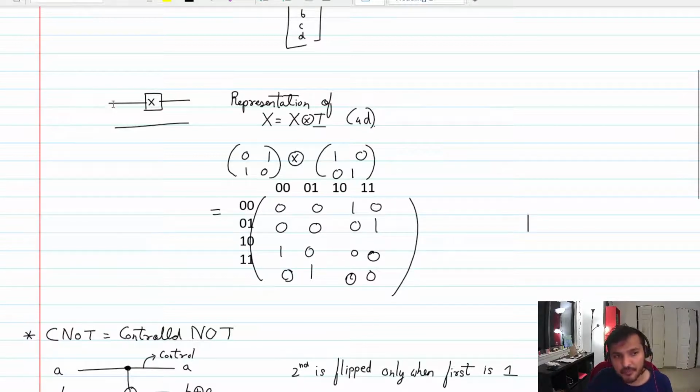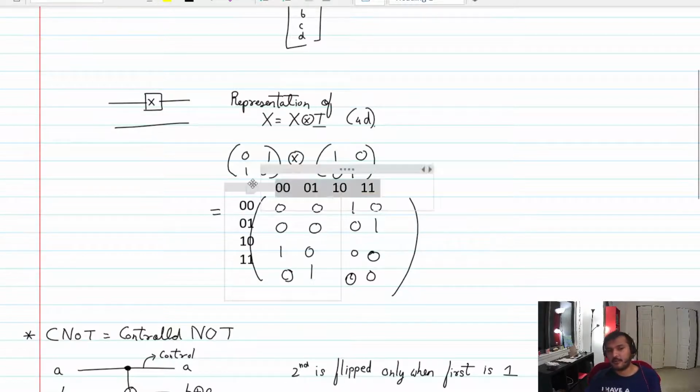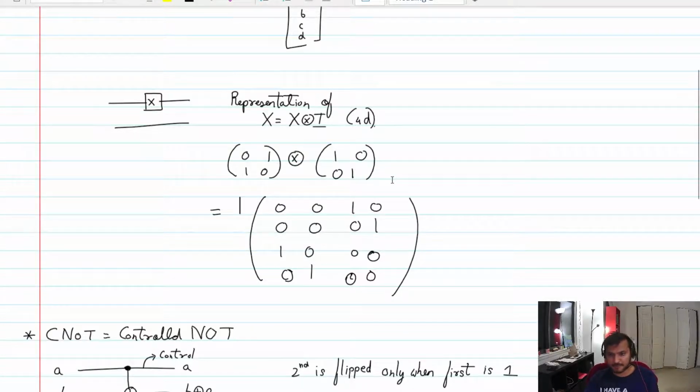Now what does 00 become? Because the first bit gets flipped, it becomes 10. That's why for the corresponding 10 there is a 1. 01 becomes 11, and that's why the last element is 1. 10 becomes 00 because the 1 gets flipped, and 11 becomes 01. Only the first element is flipped. I know it's a bit messy the way I explained, but I hope you get a sense of what these matrix elements represent.